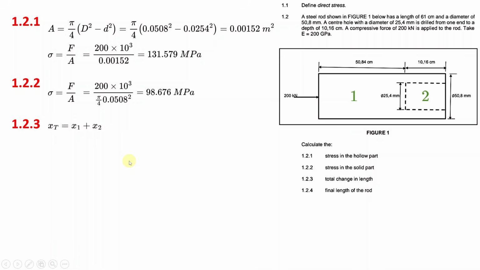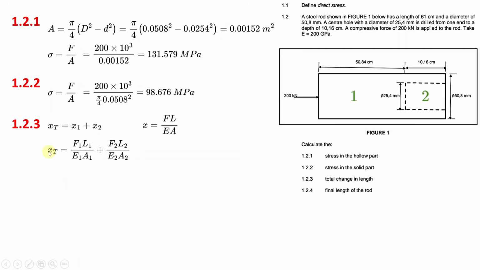Now, you will remember the equation for shortening that I gave you earlier: x is equal to FL over EA. In this case, for x1 we will use the subscript 1, and for x2 we will use the subscript 2. So we can say that x1 is equal to F1 L1 over E1 A1. We are just adapting this equation to x1 plus x2. So x2 will be equal to F2 L2 divided by E2 A2.